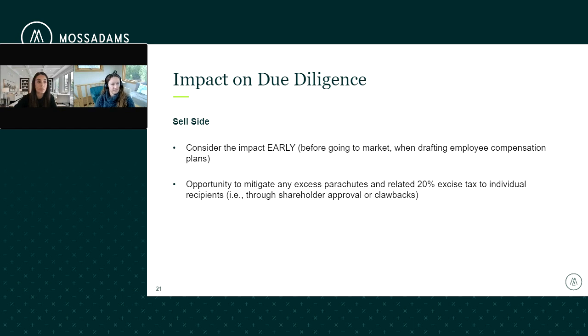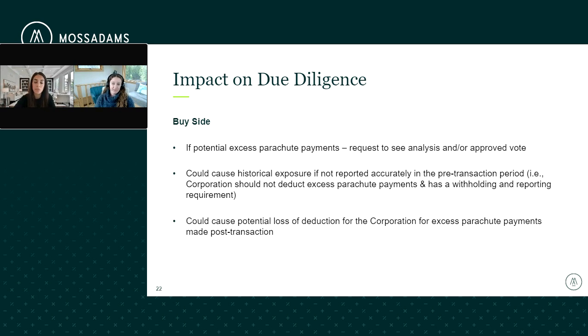And then from a buy side perspective, the reason the buyer is going to come in and say, hey, have you done an analysis? Can we see the analysis? Are you doing a vote? Especially if they're seeing large compensatory payments that are being made, or a large amount of stock options that are getting accelerated or cashed out upon the deal. From the buy side perspective, you do want to make sure that you're seeing that, understanding that. And the reason for that is that it could cause historical exposure.